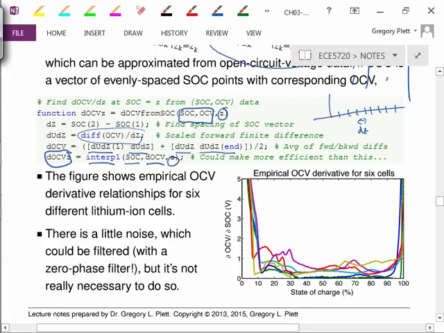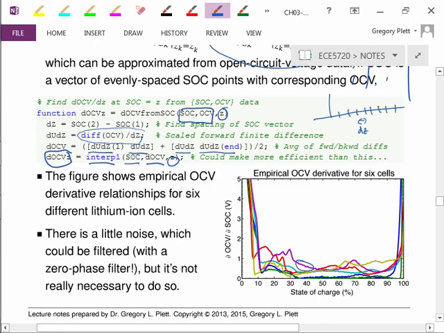In this figure, I show the derivative of open circuit voltage with respect to state of charge plotted versus state of charge for 6 different cells. And you might remember we plotted open circuit voltage for 6 different cells in 5710 at one point, and these are the same cells, and these are their derivatives. Just to give you an idea what the output looks like. So there it is. There's a little bit of noise and ripple and so forth that probably is not a real physical thing. It's probably just some numerics plus measurement error.